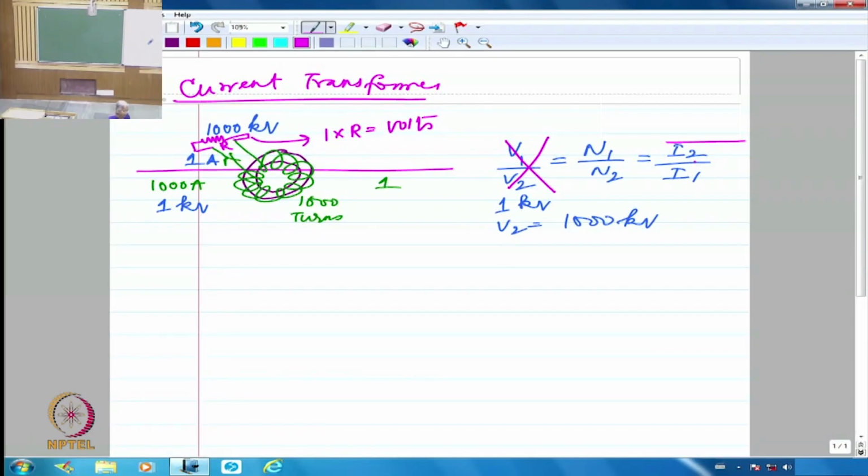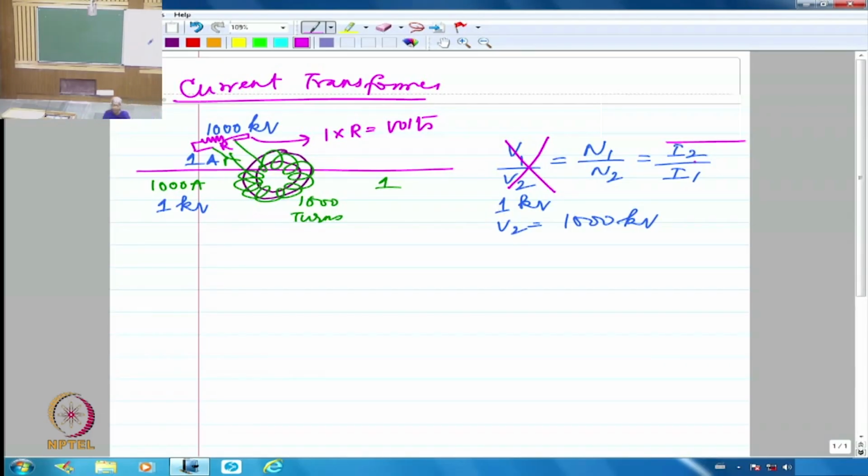Got it? But in general, these CTs and PTs are very, very commonly used in power system measurement and instrumentation, where thousands of amperes of current are normally passed and thousands of kilovolts of voltage are encountered, especially when you are transmitting a very large capacity of power. We may go as high as 765 kV, 400 kV and so on. So in those cases, measurements really become difficult unless you have potential transformer and current transformer.